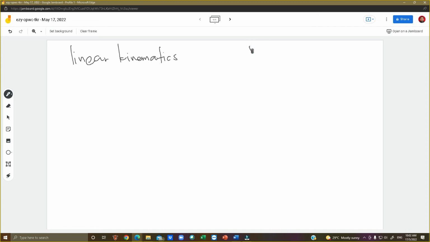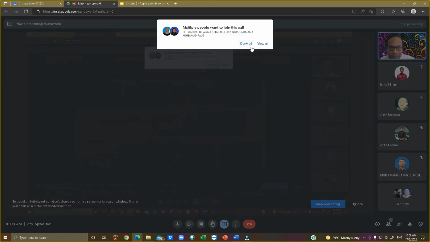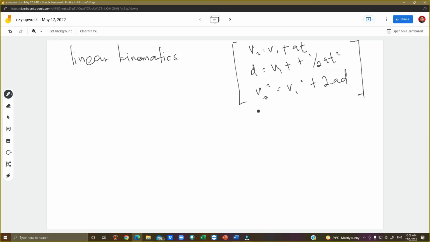Last kali kita ada benda ni, V2 equals to V1 plus AT. Apa lagi kita ada D equals to V1T plus half AT square. Lepas tu kita ada V2 square equals to V1 square plus 2AD. Ni, last kali topik tu we have learned about this. Equation of constant acceleration. Do you still remember this? Ingat sir. Ingat ni refresher.